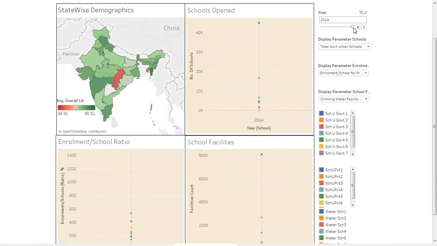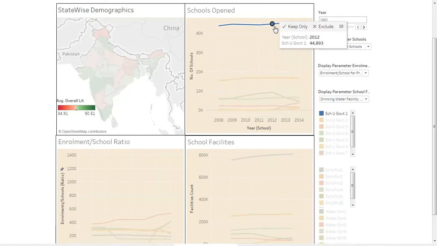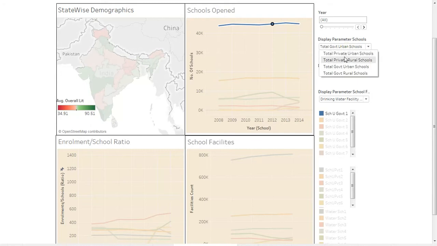Now we try to examine the reasons behind the increase in the literacy rate over the years. We start with the number of schools opened. We can clearly see that the count of the government schools has not increased much, whereas there has been an increase in the number of schools in the private sector.